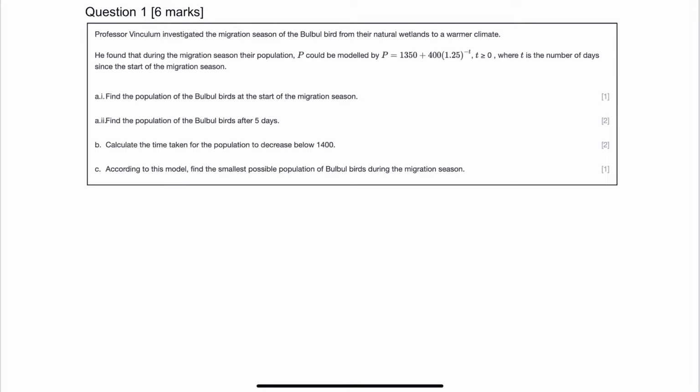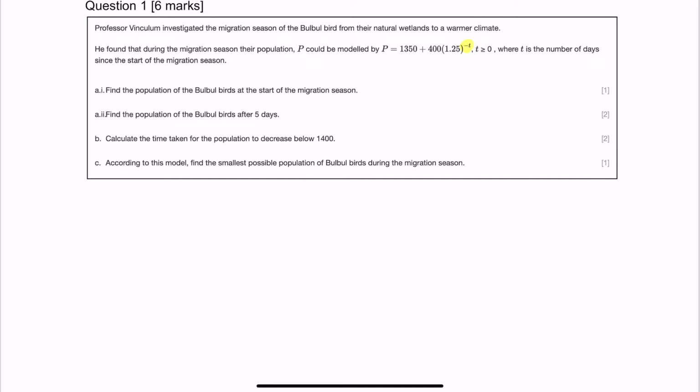Okay, so for this question, it's a modelling question and it's using exponential functions. And we can see that it's an exponential because we have this power of minus t, or essentially minus x. So if that's a power, then that tells you that it's an exponential function. So for the first question, we're finding the population at the start of the season.